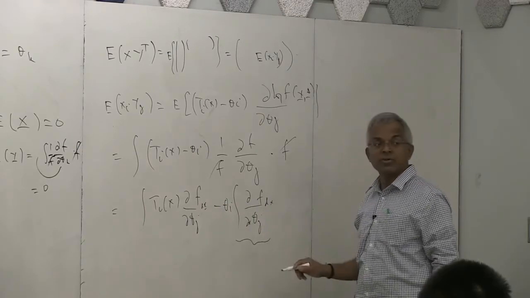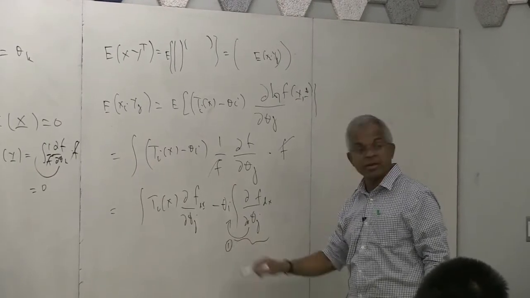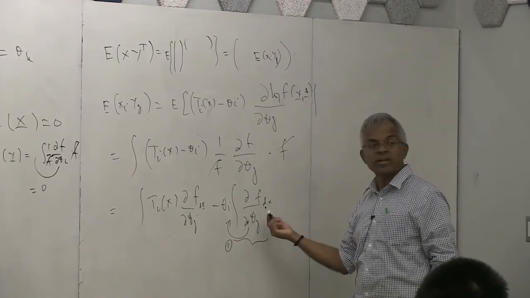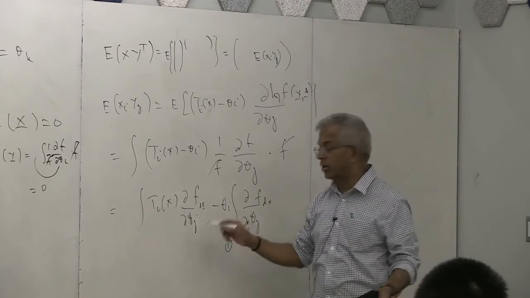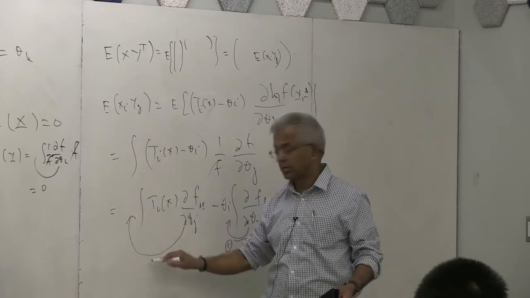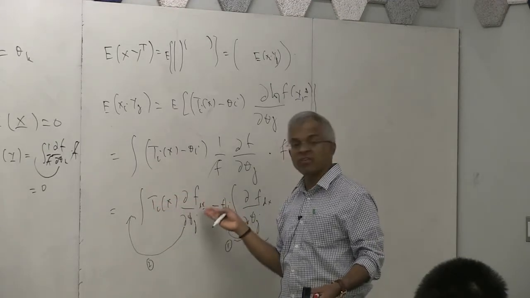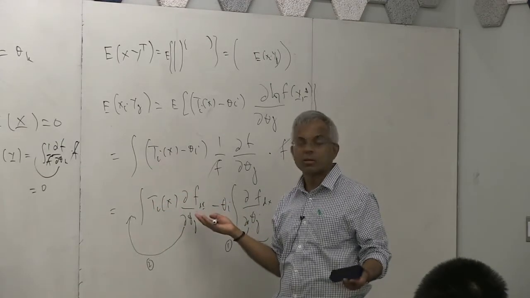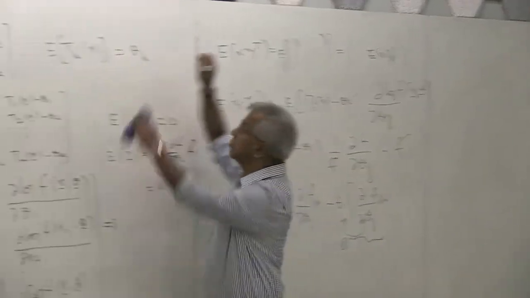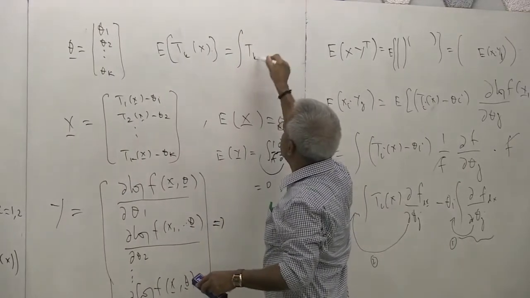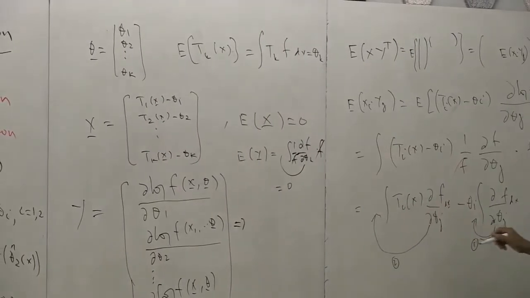What is the answer to this, anyone? By regularity condition 1, the derivative goes outside. Integral of f is 1. Derivative is 0. So he is right, that term is 0. How about here? Regularity condition 2: this goes outside. Then what do you see? Integral t_i(x) f(x) dx is what? Remember, integral t_k f dx, right? That's theta_k.